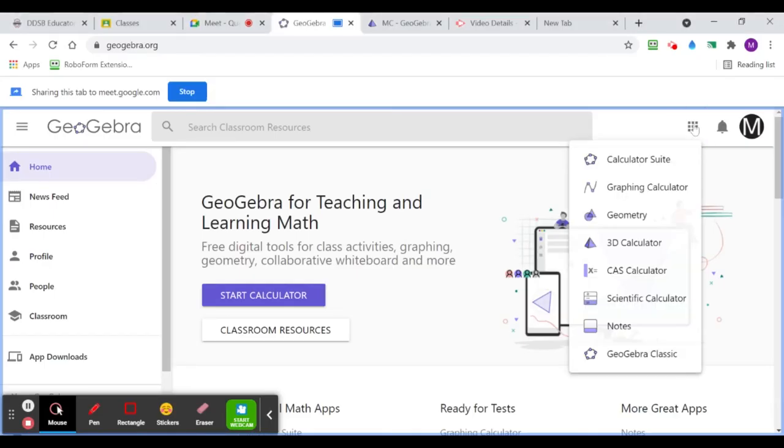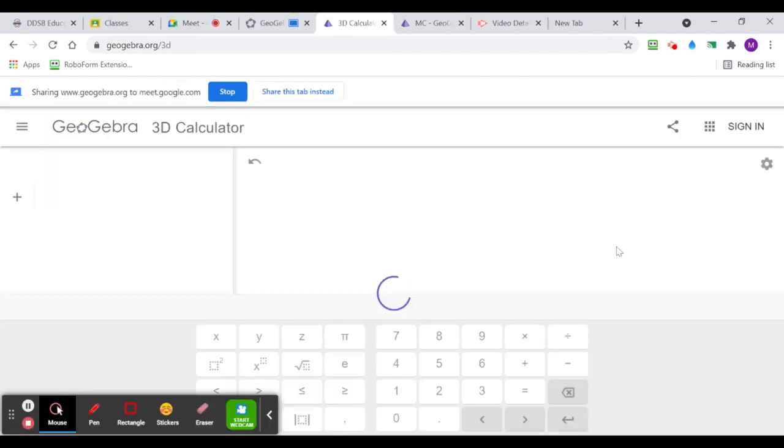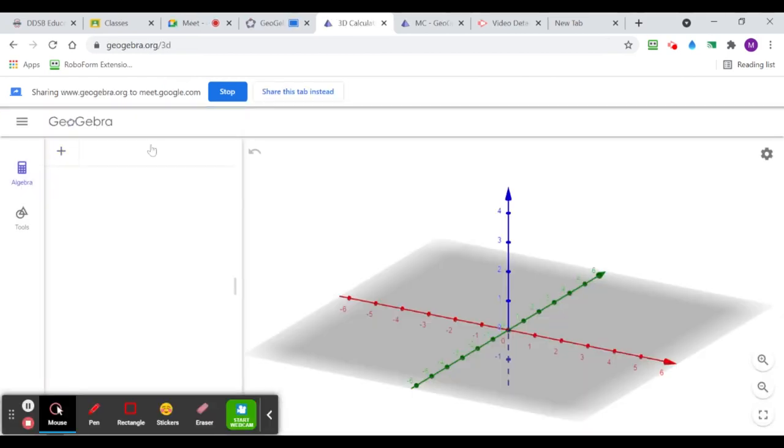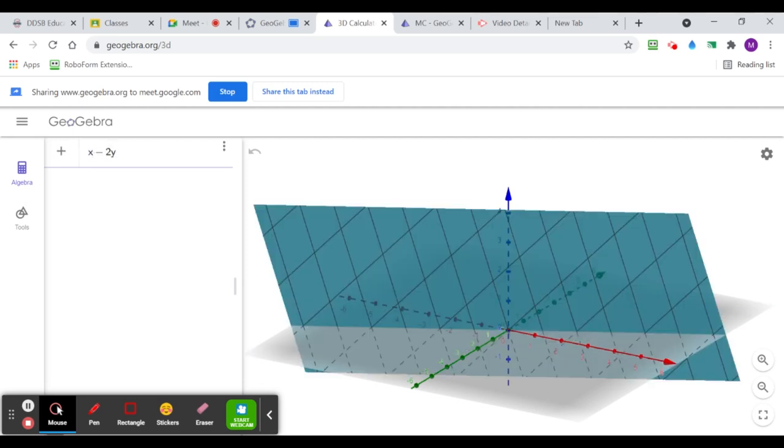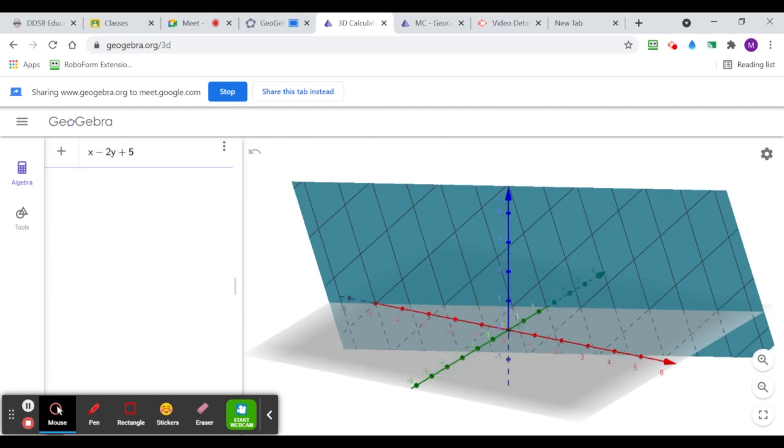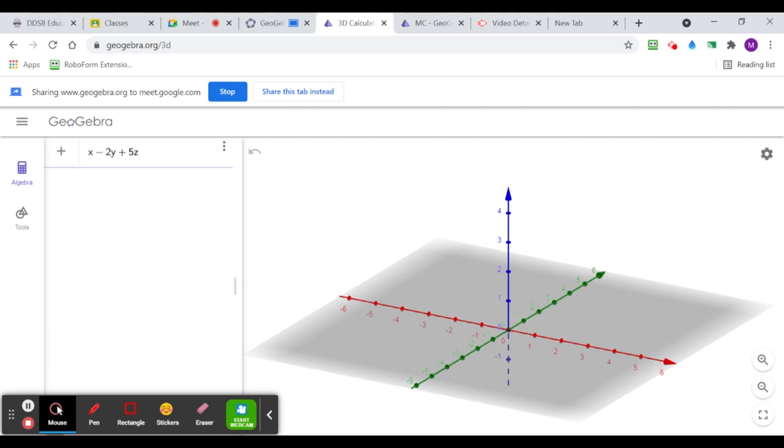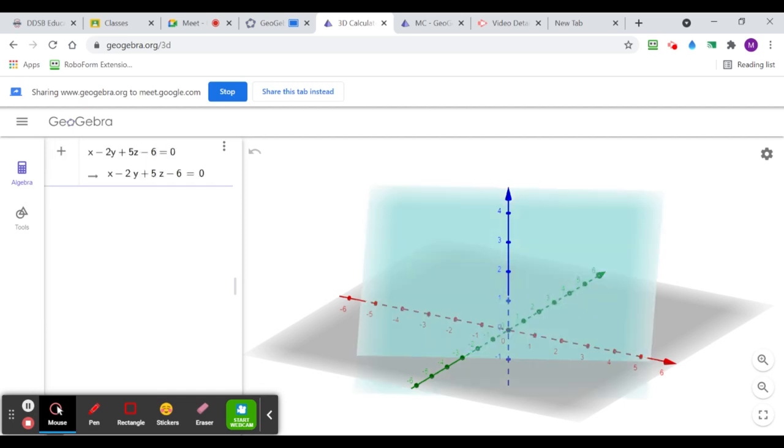So I'm going to go to the 3D again, and then I'm going to see if I can put in all the stuff that we started off with before. The first thing was the Cartesian equation. Let me scroll up and find that again. So it's x minus 2y plus 5z minus 6 equals 0. Okay, so there's my plane.